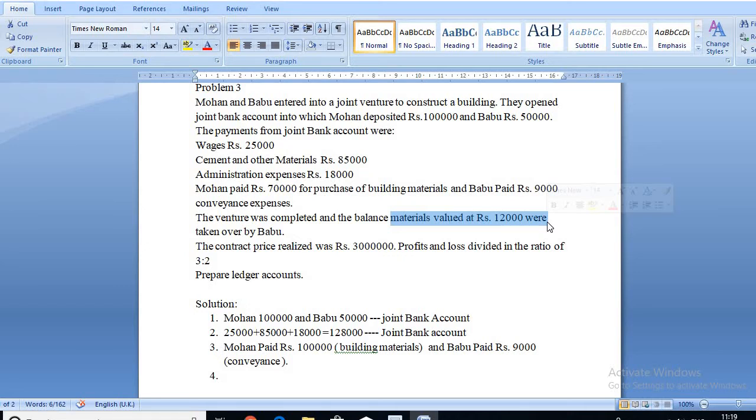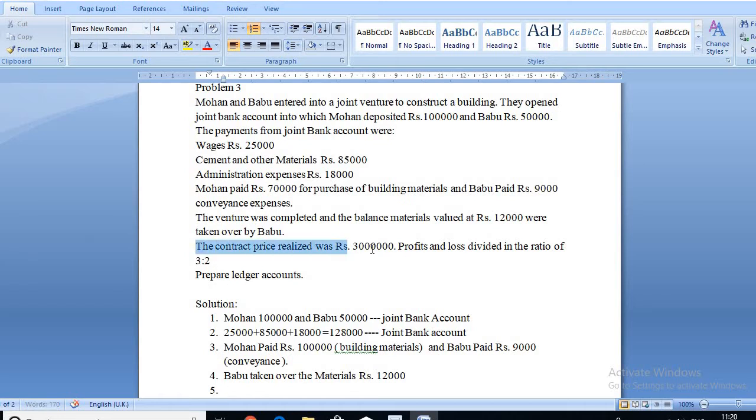So here Babu is not taking the materials at free of cost. While taking over these materials, he is giving 12,000 rupees cash to the business. So the fourth transaction is Babu taking over the materials, rupees 12,000.